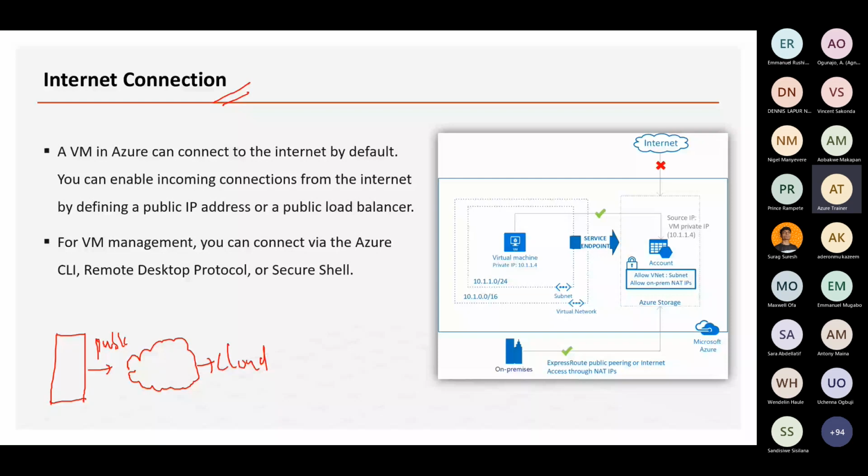Now, in a real-time or production scenario, we will be limiting the network access. In a real-time scenario, we will not allow internet connection or assign a public IP address to all the resources here. The reason is, if you assign a public IP address to all the resources, there is a chance of exposing your network infrastructure to the internet.